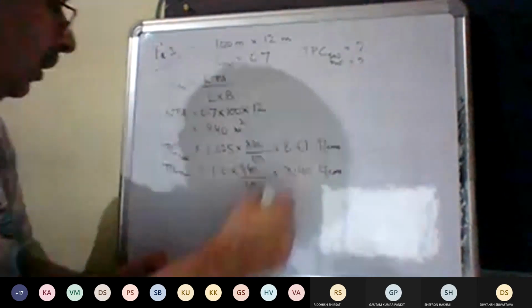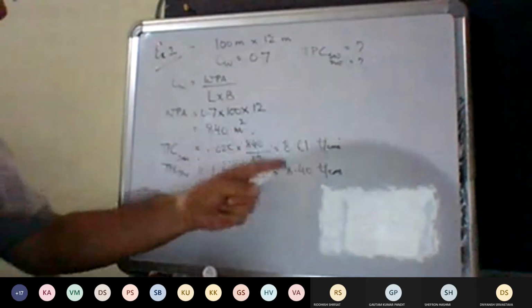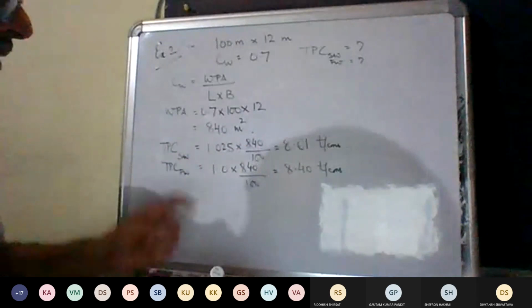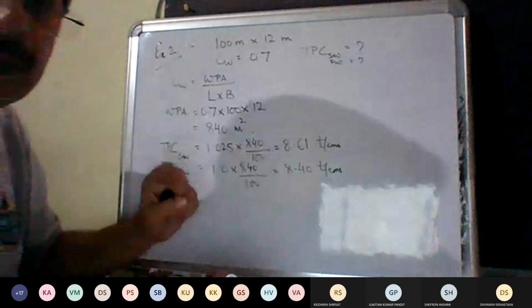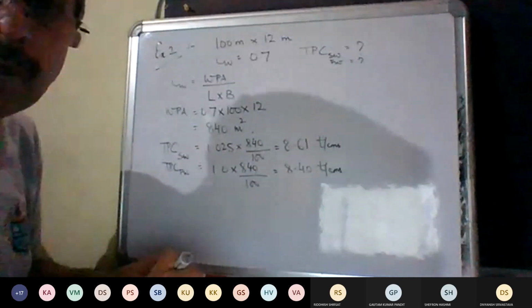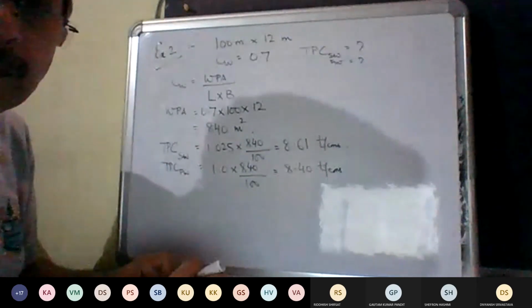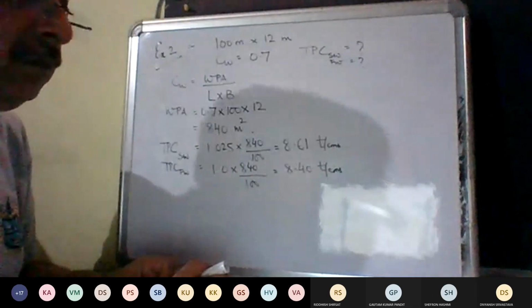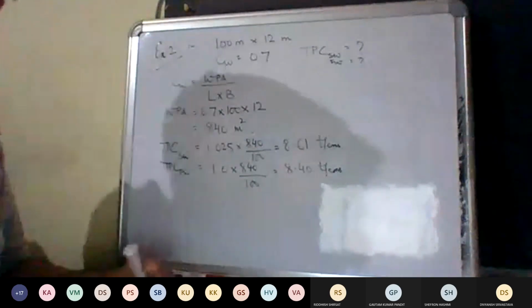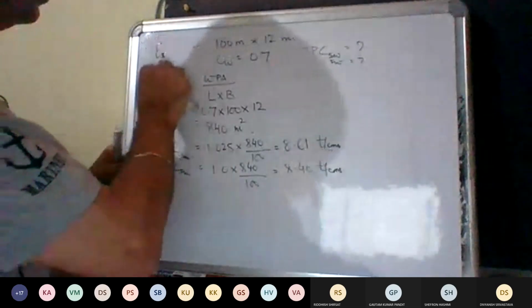So as you can see, TPC changes with density. It is directly proportional. If density changes, TPC changes. Is that okay?